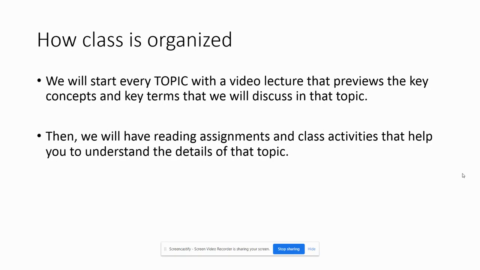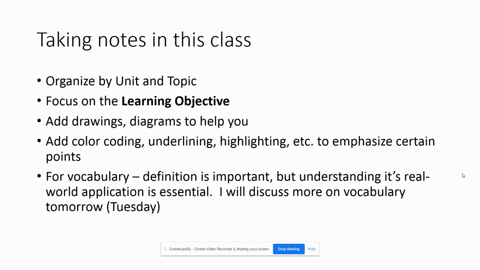Then what we do in class is maybe we'll have assignments that are from readings or other class activities that are going to help you with the details of that topic. One thing that's going to be important for us is to be able to take notes in this class. And I want to give you some guidelines as to how you can take notes. I'm thinking about taking notes in a spiral notebook on paper, because this is something you can easily refer back to and you can use on quizzes. That way you're not having to be online with your notes.